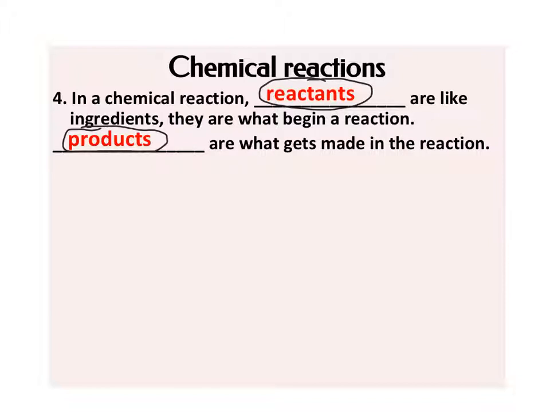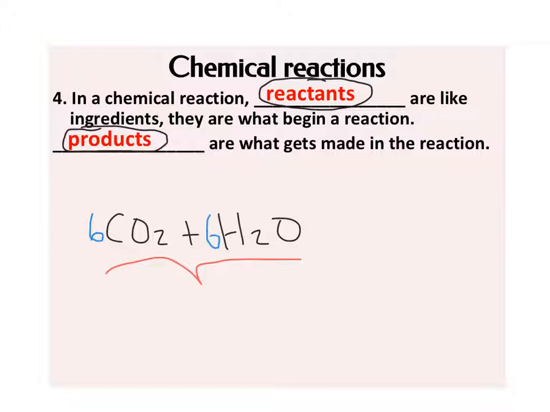What do we need? We need CO2 plus H2O. That's what plants need. So these will be the reactants right there. And precisely we need 6. We need 6 CO2 molecules, and we need 6 H2O or water molecules.